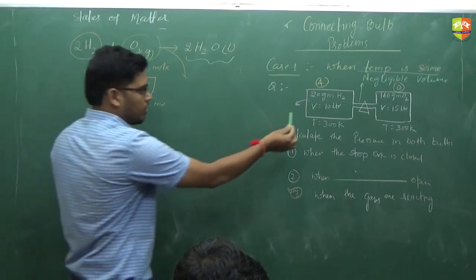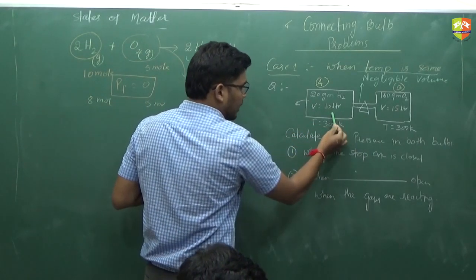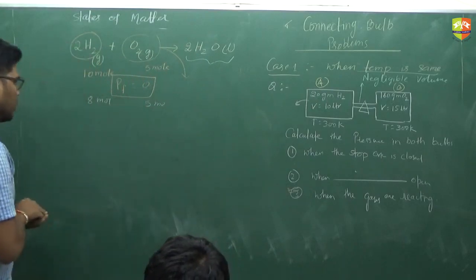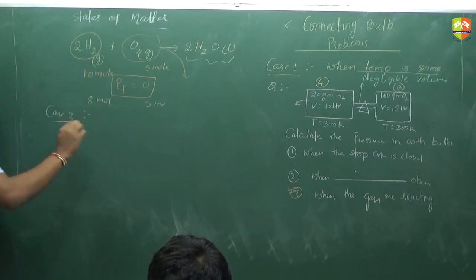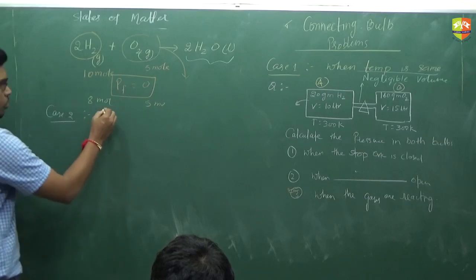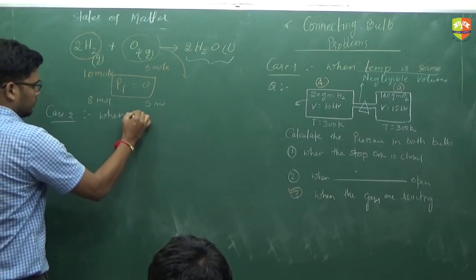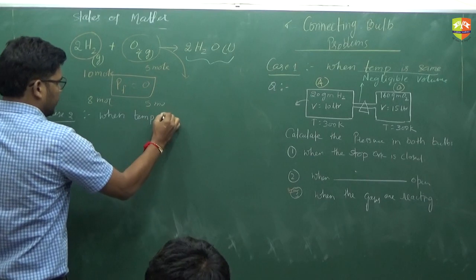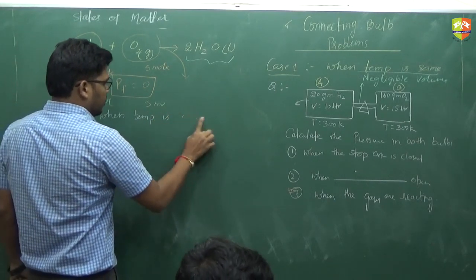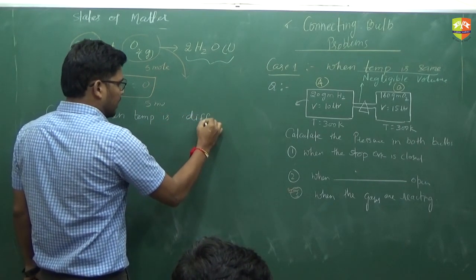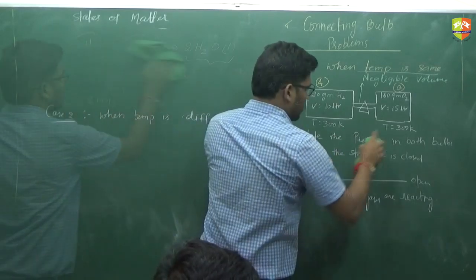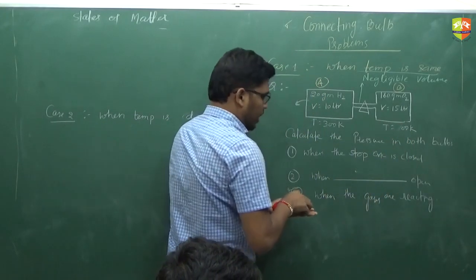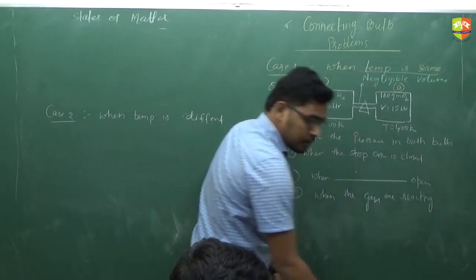And we are adding the volume of these two containers when the temperature is the same. The second case is when the temperature is different. In case two, when the temperature is different, you cannot add the volume of both containers. That is the important part. So write down case two, when the temperature is different. Now we'll have exactly the same system, but I'll make some changes to the question. Suppose here, instead of 300, we'll have 400.